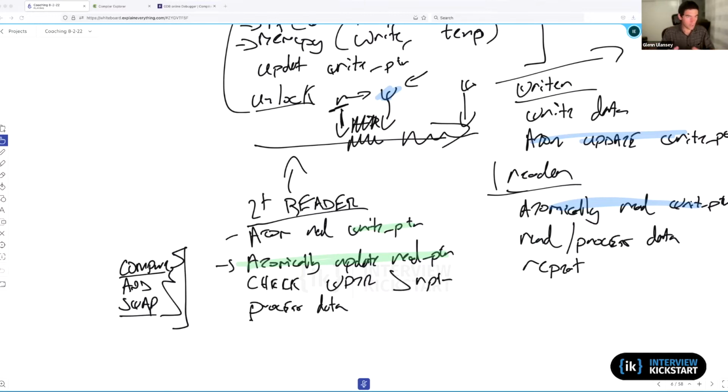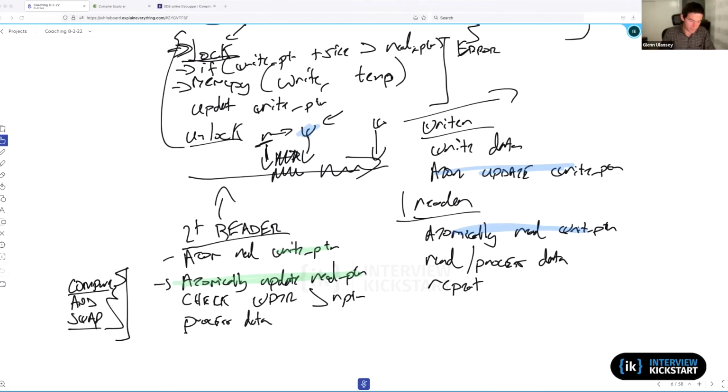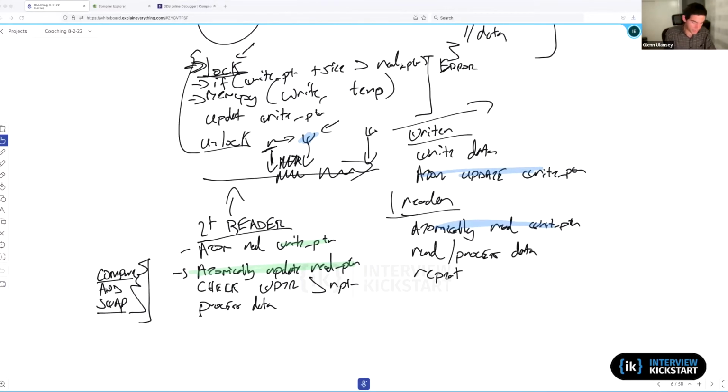And fortunately, many systems provide such an atomic operation. So to summarize this, if a single writer and single reader, we really only need to worry about having an atomic or locked write pointer.